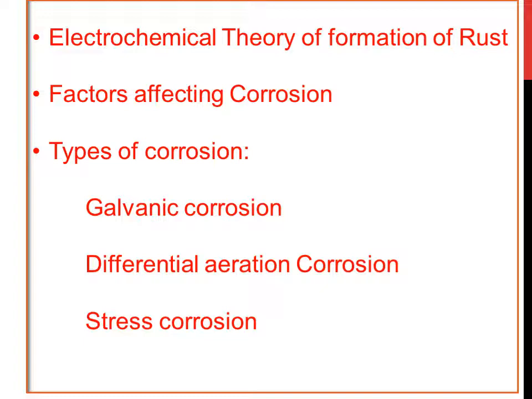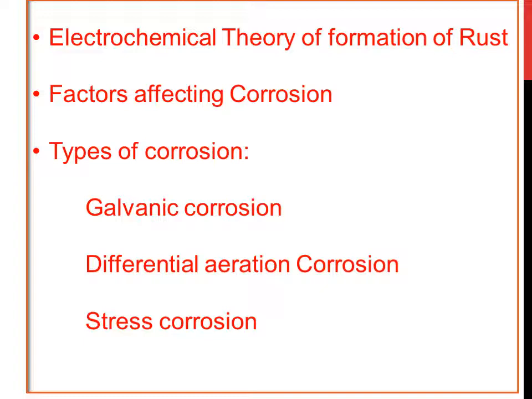Here always the metal which is higher in the galvanic series, meaning it has lower electrode potential, forms the anode and gets corroded. And metals which are lower in the galvanic series, meaning they have higher electrochemical potential, always act as cathode and are protected. So that is the basic principle behind galvanic corrosion.